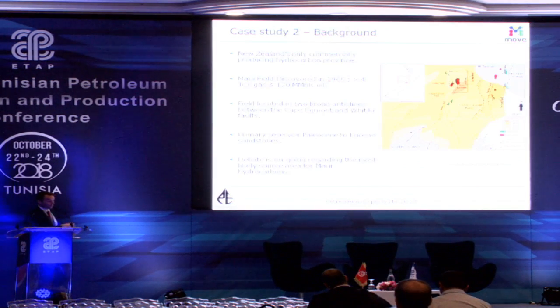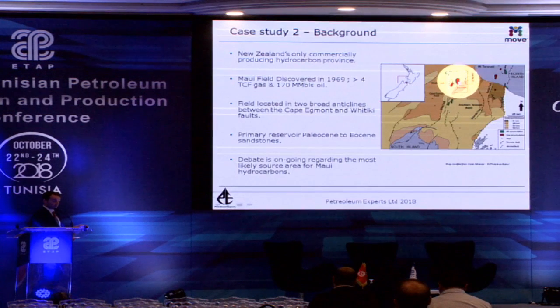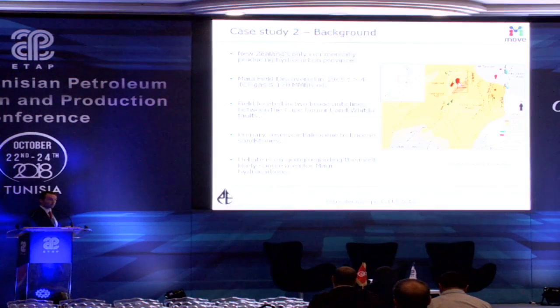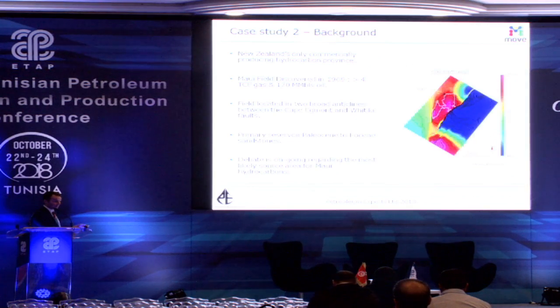And for this, we're going to go to New Zealand and the Taranaki Basin offshore the west coast. So it's New Zealand's only commercially producing hydrocarbon province. And the field that we're going to look at is New Zealand's biggest field. When it was discovered, it had more than 4 TCF of gas. It's mainly a condensate field, actually. And displacement is active on the fault at the present day. The fault in question is the Cape Egmont fault.